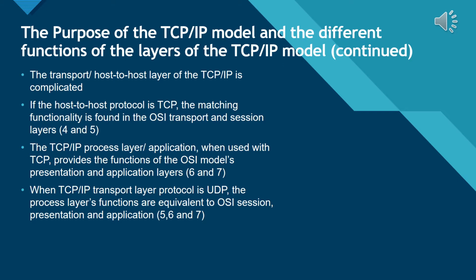Transport, also known as the host-to-host layer of TCP/IP, is complicated. If the host-to-host protocol is TCP, the matching functionality is found in the OSI transport and session layers, number 4 and 5. The process layer, or application layer, when used with TCP, provides the functions of the OSI model's presentation and application layers, which are number 6 and 7. When the TCP/IP transport layer protocol is UDP, the process layer's functions are equivalent to the OSI session, presentation, and application layers, which are layers 5, 6, and 7.